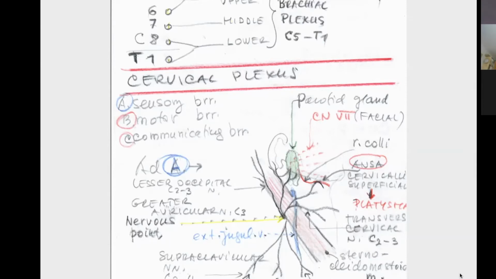all of them are sensory. So starting with the sensory branches, when we look at the first on the left side, we see the lesser occipital nerve, segments C2, C3, then the greater auricular, the next one below. Then you see in a yellowish and black dotted line indicated the nerve point. This is the point from which arise all these branches.